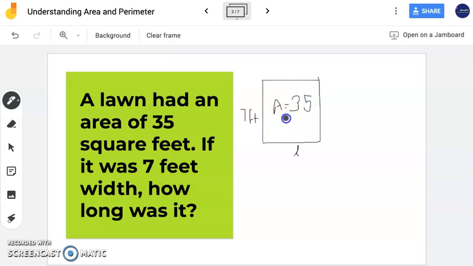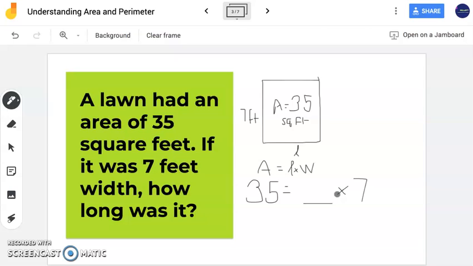So now here we know what the area is, we know what my width is, and we need to find my length. So now I'm going to rewrite the equation that I know: area is my length times my width. And I'm going to fill in what I have. What's given to me as an area is 35. We don't have the length, so I'm just going to leave a blank line there. But we know that my width is 7.